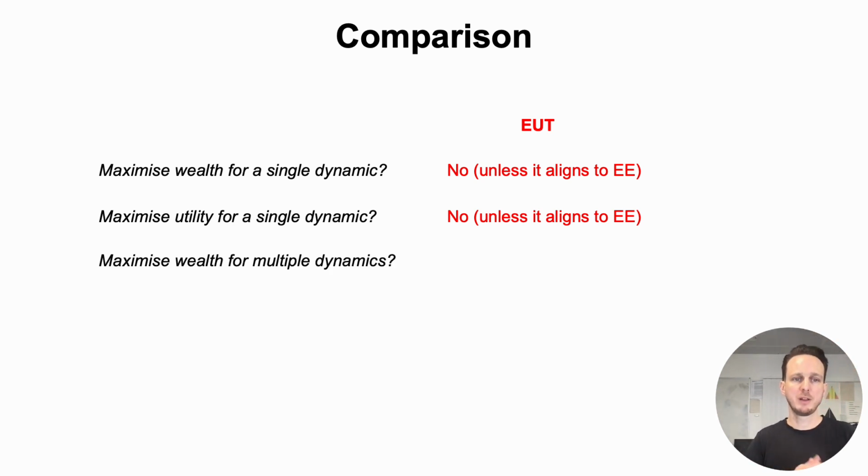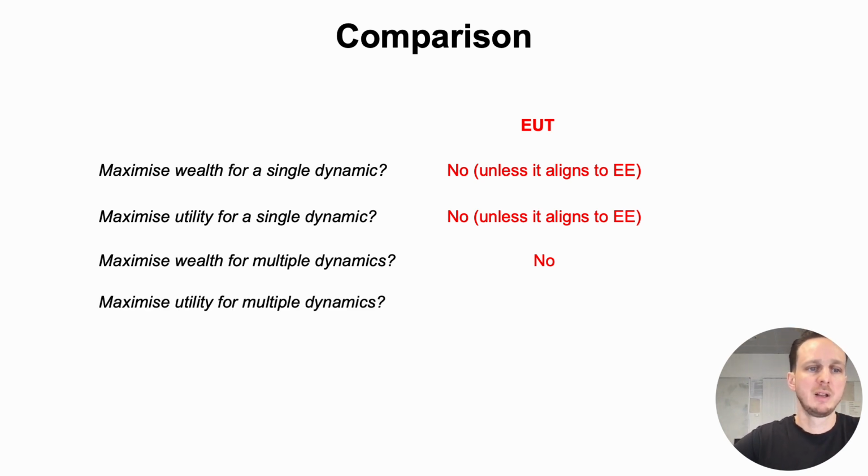Can it maximize wealth for multiple dynamics? No, that's actually impossible without violating the axiom of completeness. And can it maximize utility for multiple dynamics? No, it can't. We think that's kind of an embarrassing feature of a theory that aims to maximize a subjective definition of utility. EE, probably unsurprisingly, can do all of these things.